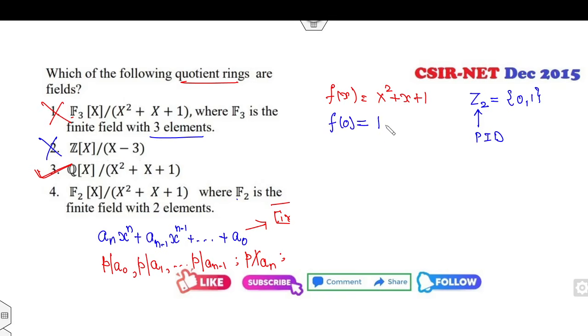What is f of 0? 1, which is non-zero. What is f of 1? 3. 3 modulus 2 is 1, which is again non-zero. So therefore this is irreducible. Hence this is my field. C and D are the correct answers of this problem.